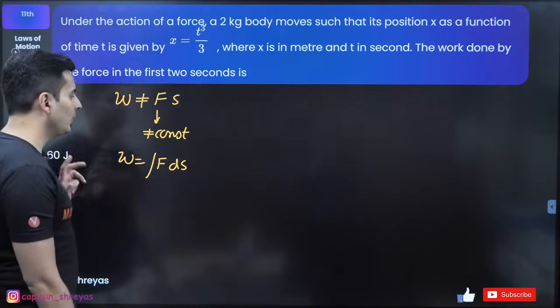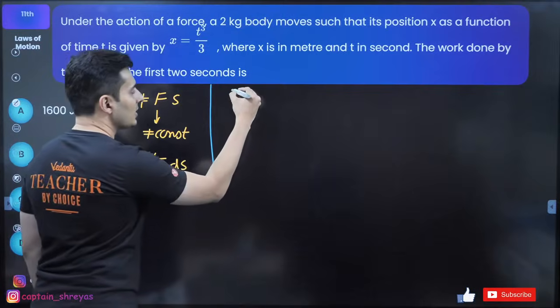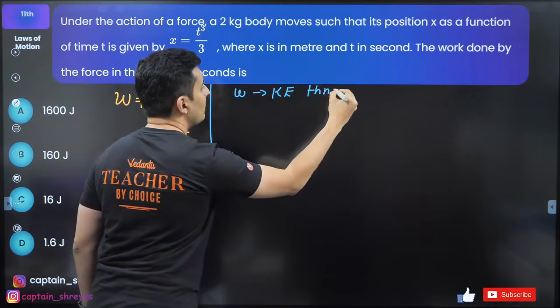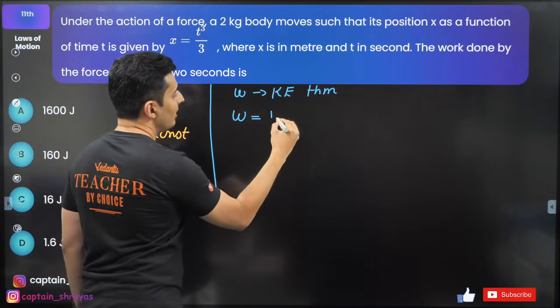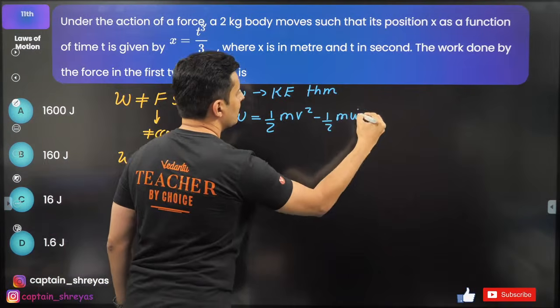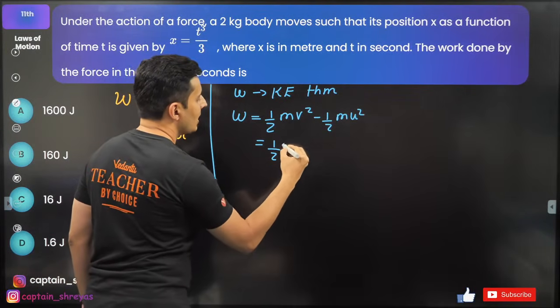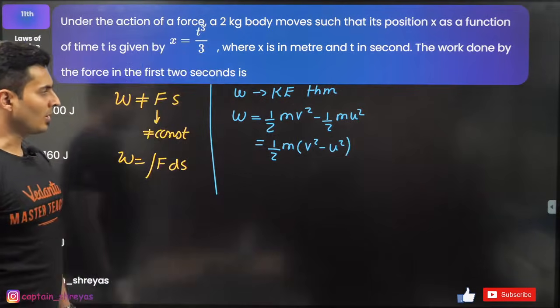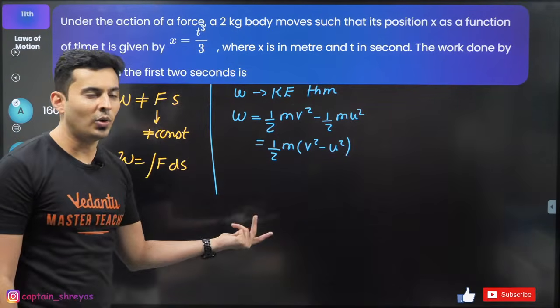There is only one way now, and that way is using the work kinetic energy theorem. This will help you. The work done will be final kinetic energy minus initial kinetic energy. Basically, it will be half into m into v square minus u square. I'll be like, sir, I don't even know the velocity. What are you talking about?